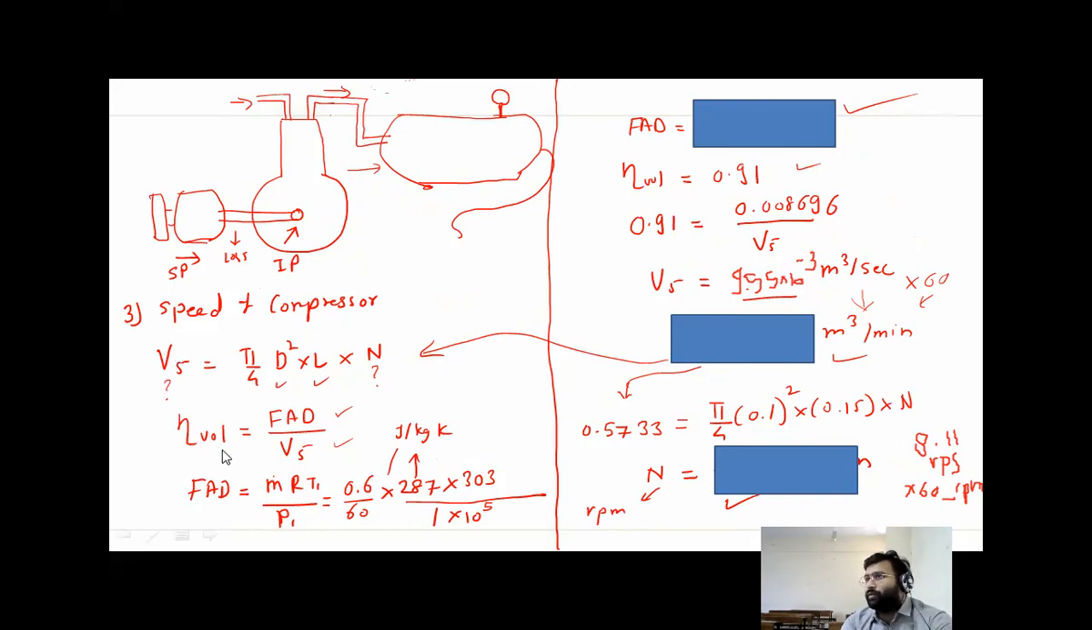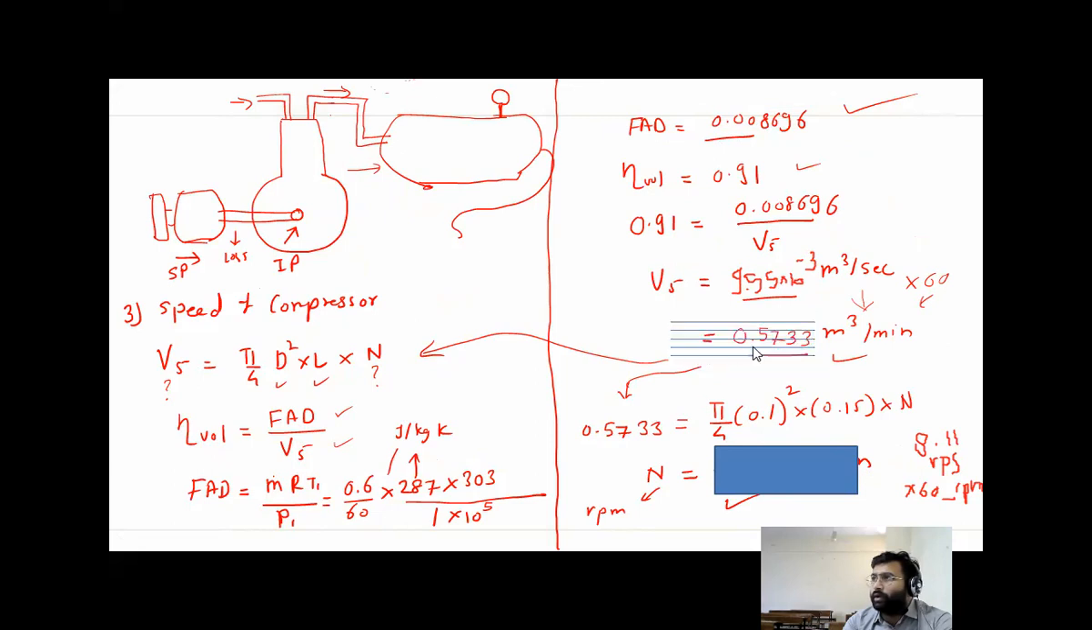The formula is volumetric efficiency equal to FAD, that is delivery pressure divided by swept volume. The formula for delivery is mRT1 divided by P1. From this we calculated the delivery, and from this we calculated VS. As we know VS, I put here the value of VS, D and L. Finally, I get the value of N as 486.63 RPM. Correct? So here they only gave the pressure ratio and the inlet air condition. From that you can directly say that the speed in RPM is this.